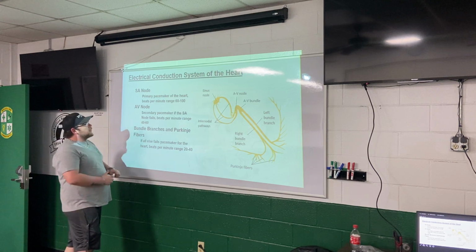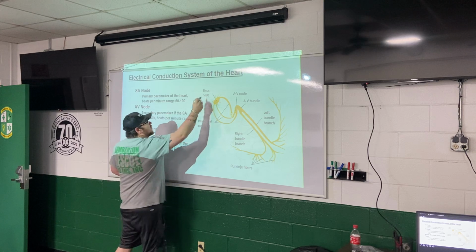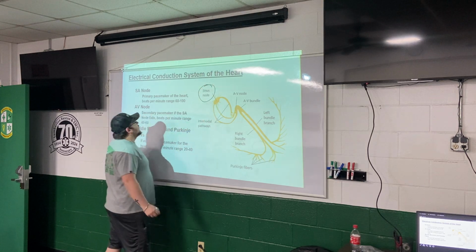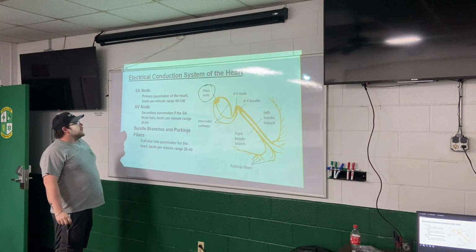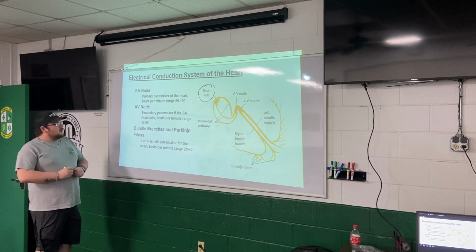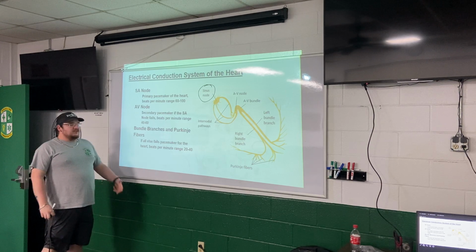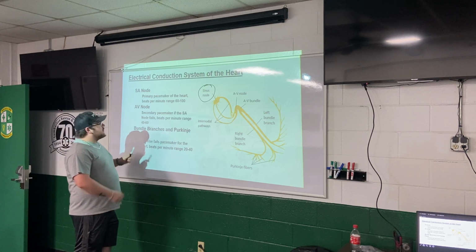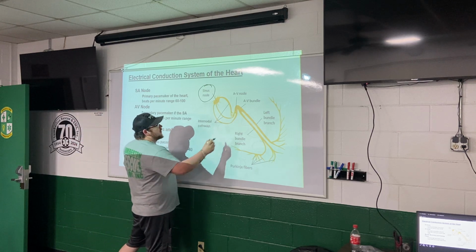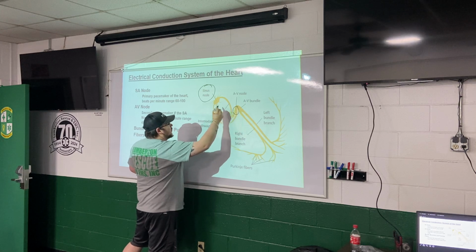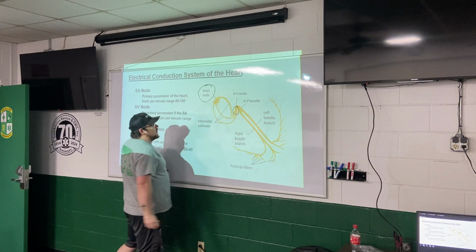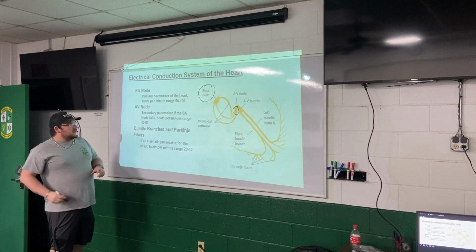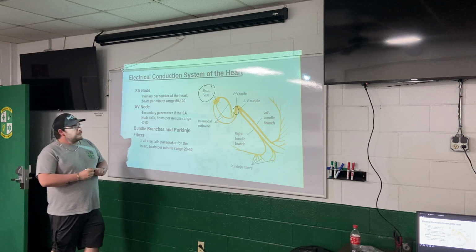So for your first one, you got your SA node, which is also the sinus node. This is going to be the primary pacemaker of the heart. This is going to be for all your regular rhythms that you're going to find between 60 and 100 beats per minute. Your AV node is going to be right here at the end of these internodal pathways. The AV node is the node that sits in between the four chambers of the heart.